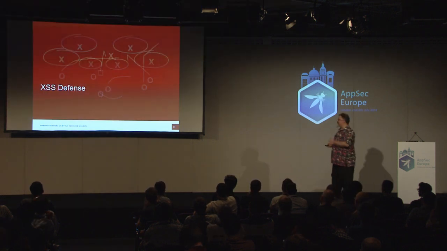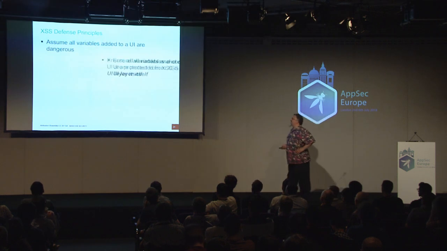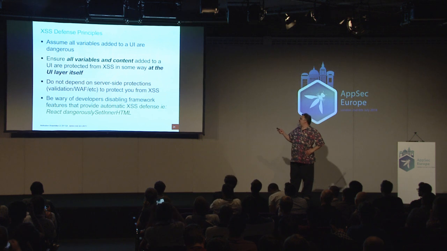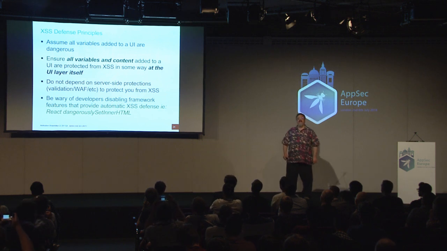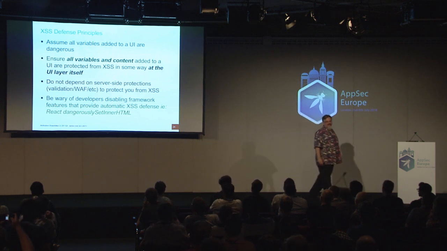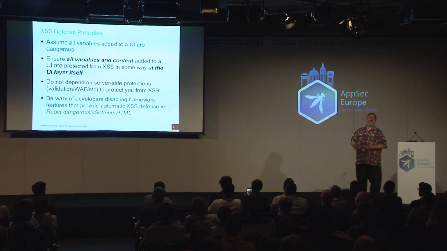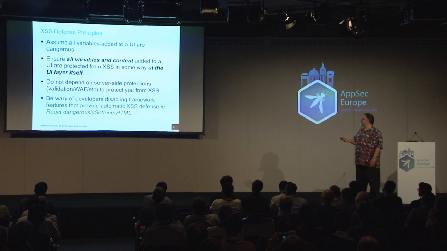So how do we stop this problem? It's complicated. Here's my philosophy on XSS defense. Assume every variable is dangerous. The whole concept of taint tracking is BS when it comes to defense. Don't look if the variable is dangerous. It's a waste of your time. Build a user interface where every variable is automatically protected. That's a better defensive strategy as an architect.